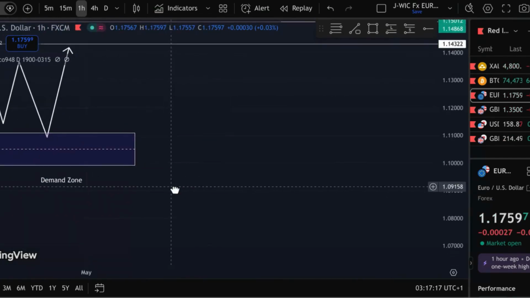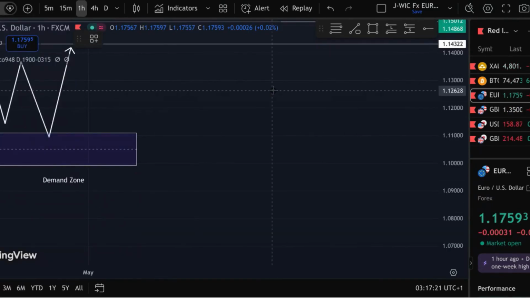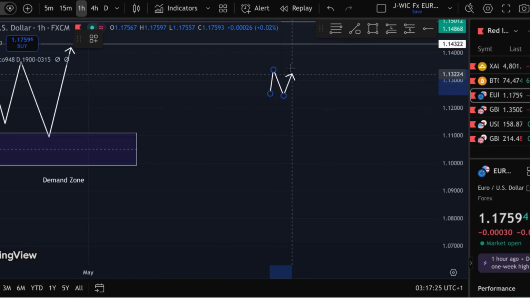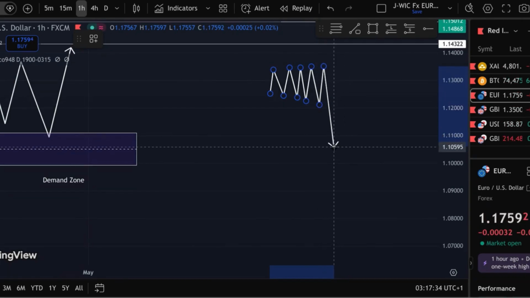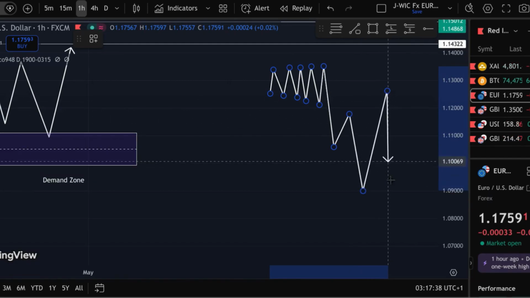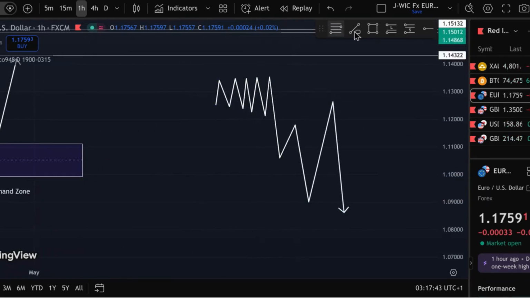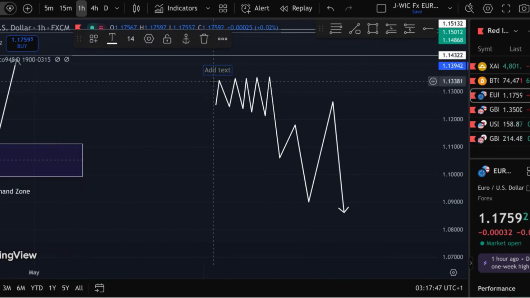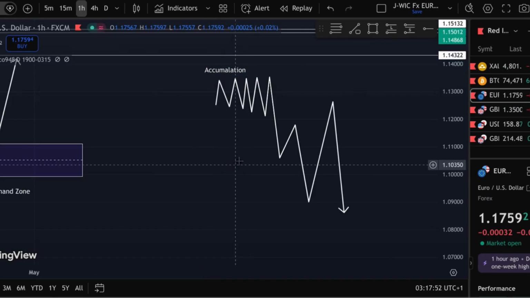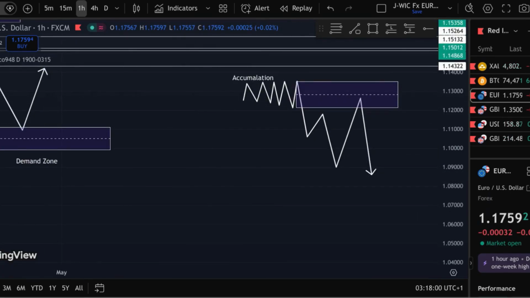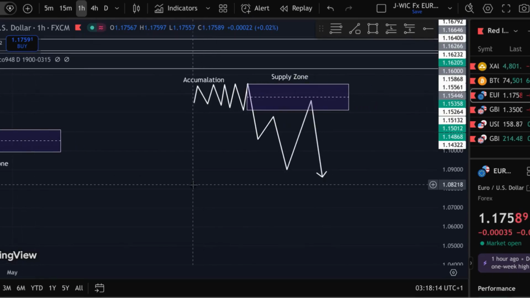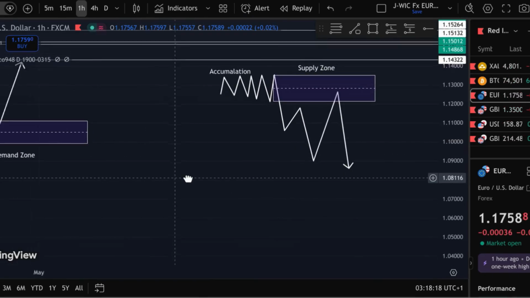Now the same goes for a supply zone. There's a lot of selling pressure there. How do we spot this? Spot it where there's market accumulation. So here is our accumulation, and we have the supply zone here. As I say, a demand zone is a specific area where the market has a lot of buying pressure, and a supply zone is a specific area where the market has a lot of selling pressure.